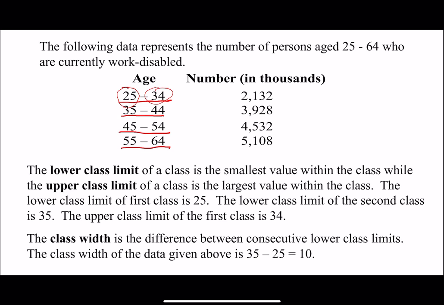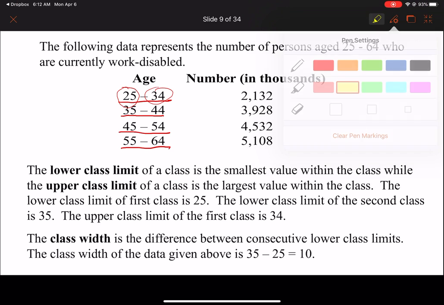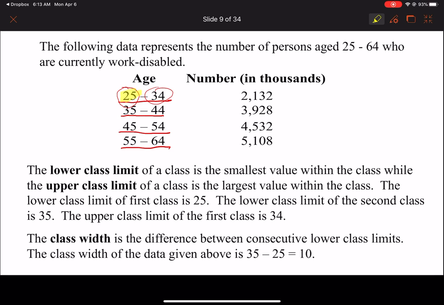The class width is the difference between the consecutive lower class limits. So for example, let me get another pen. So we look at the difference here. We take 35 minus 25, we would get 10. So our class width is 10.